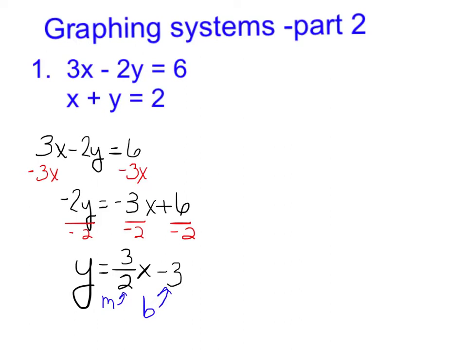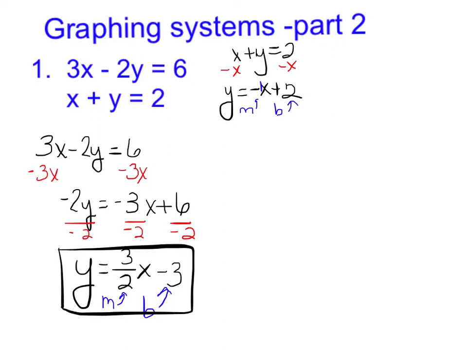So let's now solve our second equation, x plus y equals 2. Well, the only thing I need to move is my x, so I subtract x on both sides, and I get y equals negative x plus 2. My m is negative 1, or negative 1 over 1, and my y-intercept, my b, is 2. So I'm going to be using this equation here and this equation here to graph.